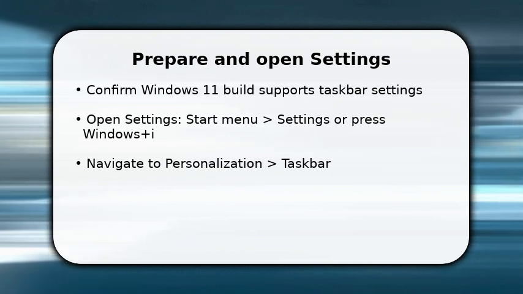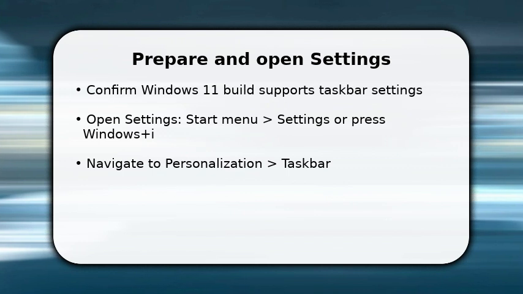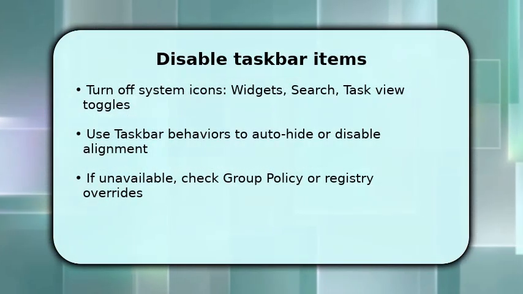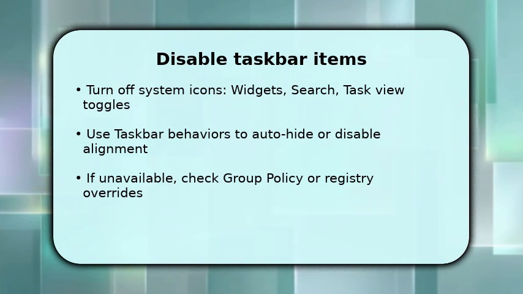Make sure you're signed in with an admin account when options are missing. You're now at the exact place to change visibility and behavior. Proceed to the specific taskbar toggles in the next step. You'll systematically turn off elements and set hiding behavior.